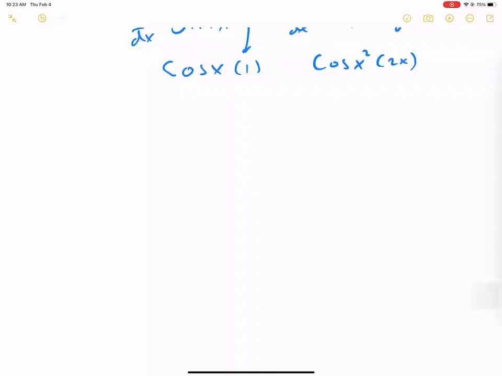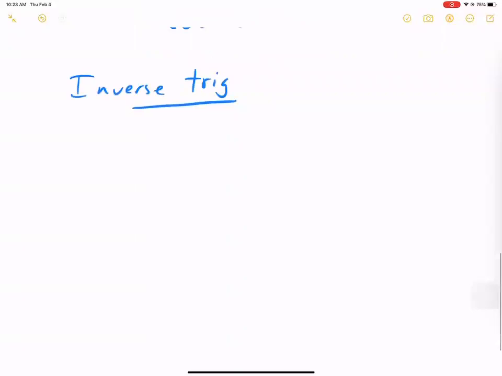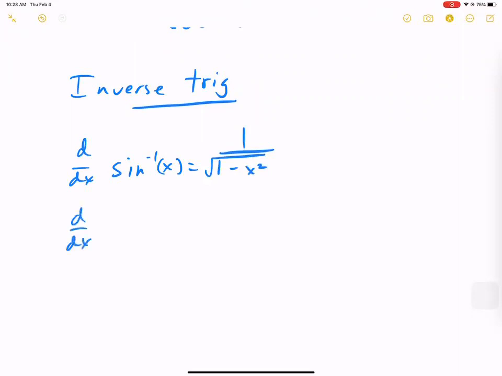Okay, good morning everyone. Today we're working on inverse trig functions. Right? Inverse trig. And if you remember these terrible inverse trig derivatives, the derivative of sine inverse wasn't a nice value. It was 1 over the square root of 1 minus x squared. Okay? And the derivative of cosine inverse was actually pretty easy because it was just the negative version of this.